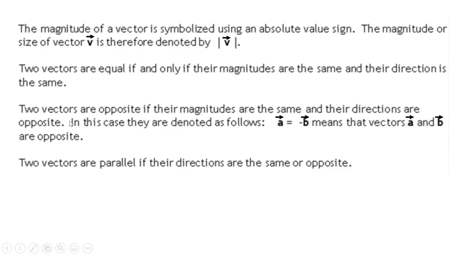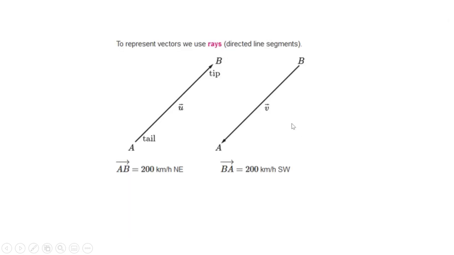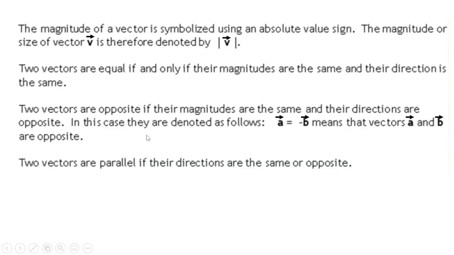But they're opposite, and I used that term a few minutes ago, if their magnitudes are the same, so they have the same distance, but their directions are opposite, right? So like in the case of the one I showed you before, these are two opposite vectors here, all right? In this case, they're denoted as the negative of the other one. So a negative in front of a vector means that you are turning the vector to go in the opposite direction, is all we're saying. So if A is equal to minus B, it means that these two vectors are opposites of each other.